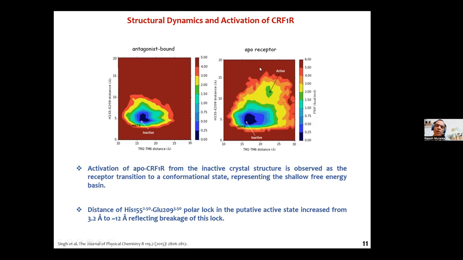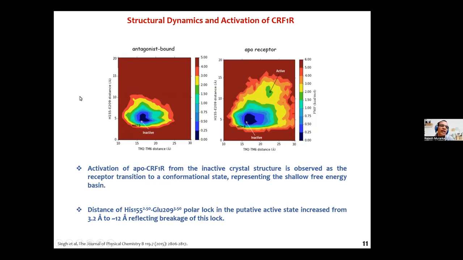Now, when we did the simulations for the APO receptor after removing the antagonist, we found that the conformational space is much broader. The receptor samples a much broader conformational space. In addition to the major minimum, which is close to the inactive state of the receptor, there is a shallow free energy basin. There we see that TM6 is displaced outward from the helical bundle quite a bit. Also the distance between these two residues changed from 3.2 angstrom in the crystal structure to around 12 angstrom, reflecting the breakage of the stable energetic contact. So based on this, we said that this shallow energy basin represents a putative active state of the receptor. Now we analyzed the structural differences of this putative active state compared to the inactive crystal structure.